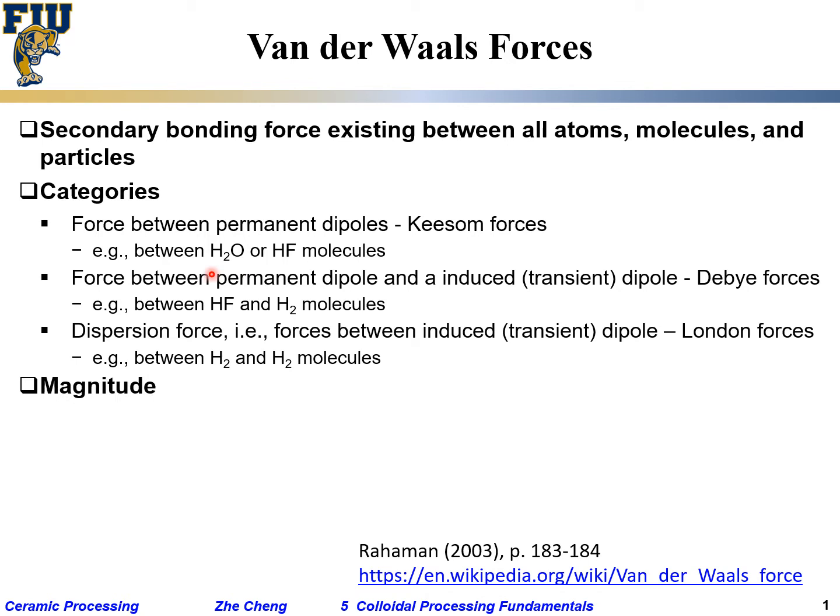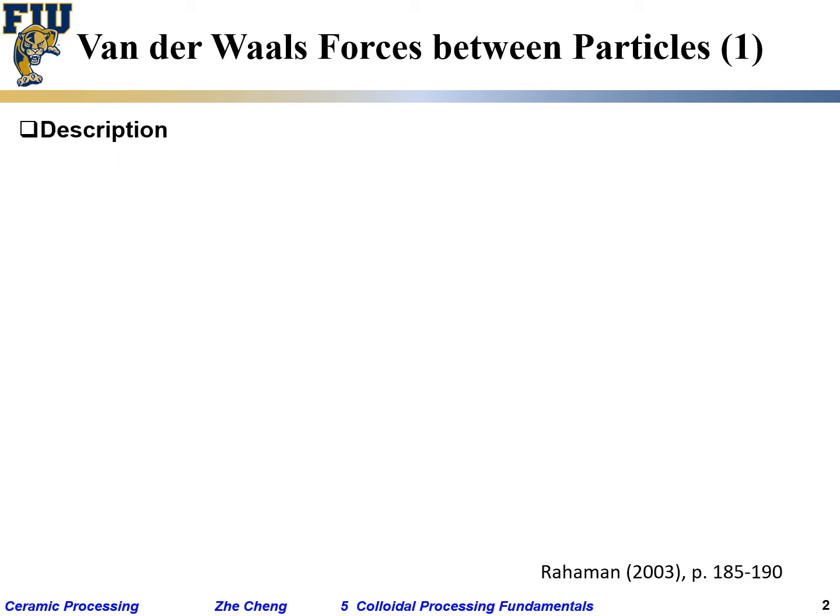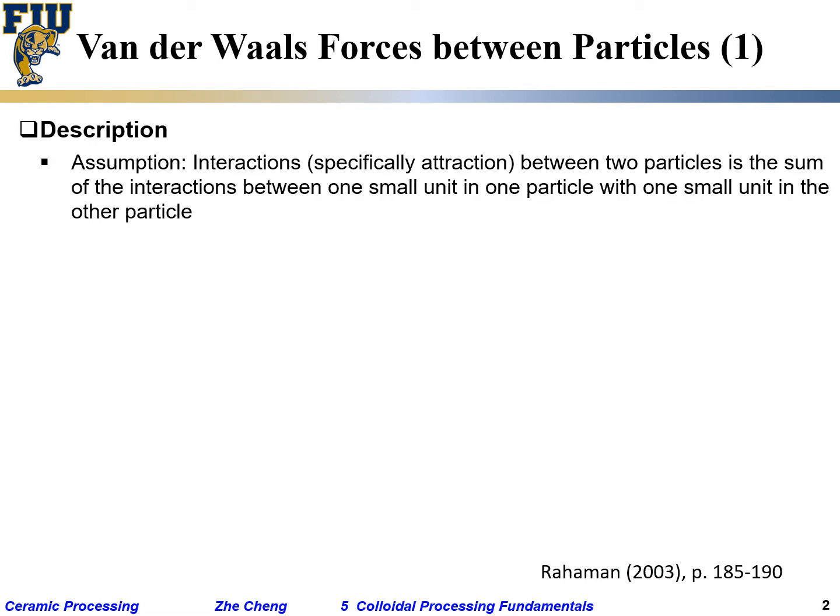Okay, so the magnitudes of these forces are quite often, as we mentioned, low, but how low depends on whether there's a permanent dipole involved. Generally the potential energy for van der Waals force satisfies 1 over distance to the power of 6, which is pretty weak. Pretty weak. Okay, and if we're going to describe it a little bit further, where people do model, we're not going into the detail of the model, but we just describe the concept a little bit.